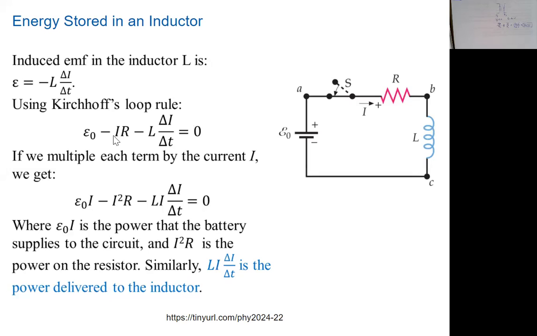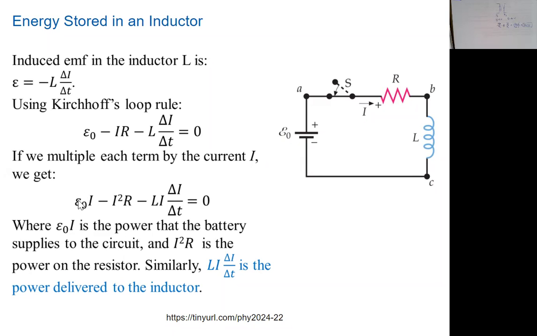So from the loop rule over here, if you multiply the left-hand side of the equation by I, it will still be equal to 0, because the left-hand side should be equal to 0. In that case, you can see epsilon times I minus I squared times R minus L I delta I over delta T should be equal to 0.